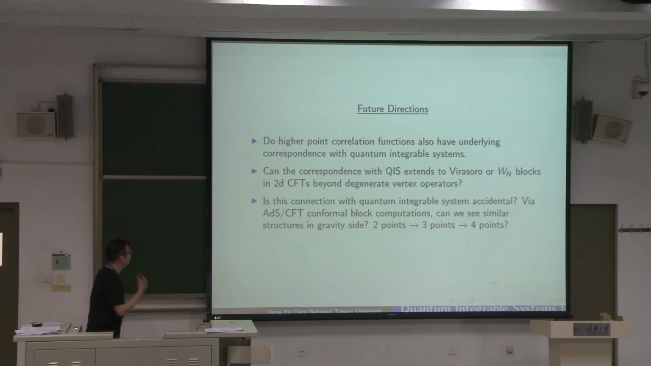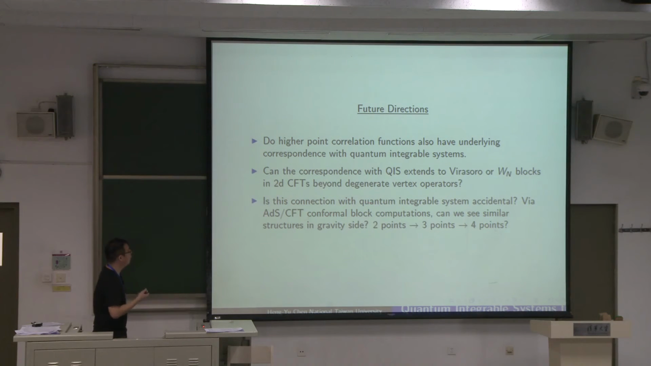Okay, that's my conclusion. So this is really just a beginning of a series of studies. And so there are a few obvious directions to go. First is that we are looking at the 4-point function, and this is related to the two-particle Calogero-Sutherland system. And the natural question is, do higher point correlation functions also have this underlying correspondence with a quantum integrable system, with more particles inserted, for example?